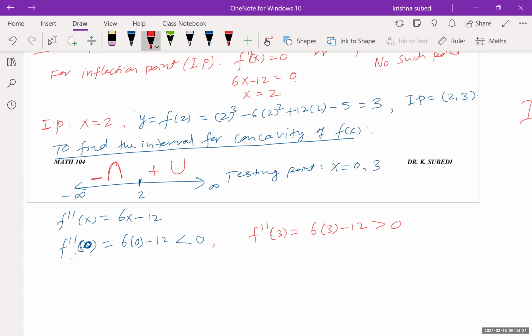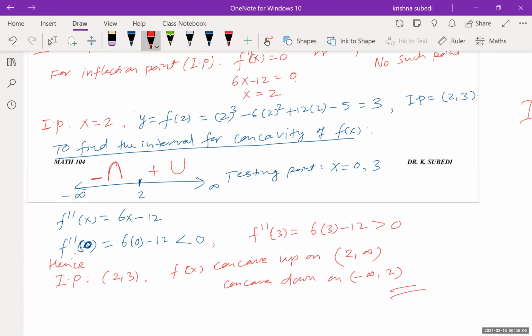So what we got is, your answer is, your IP, inflection point, is 2 and 3. F of x is concave up on the interval 2 to infinity, and concave down on the interval negative infinity to 2. That's it. Okay, this is the main thing for this section, guys, for this part.